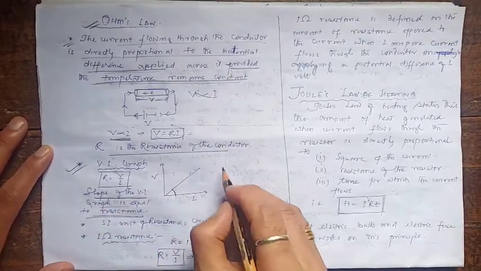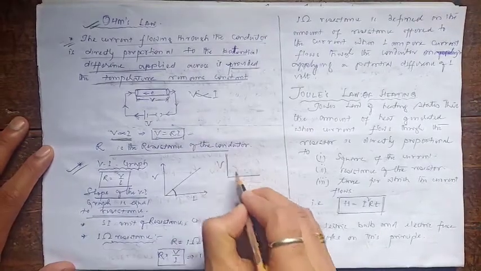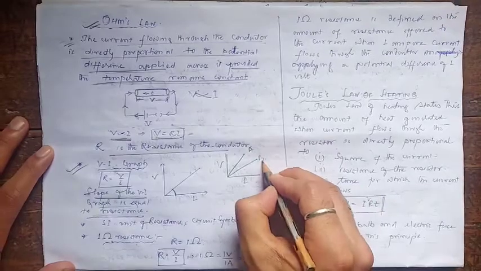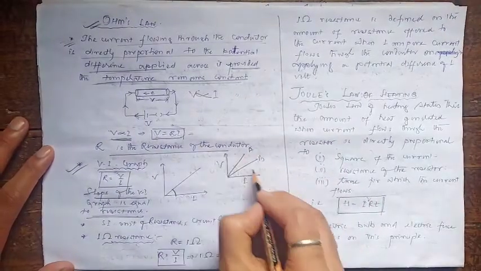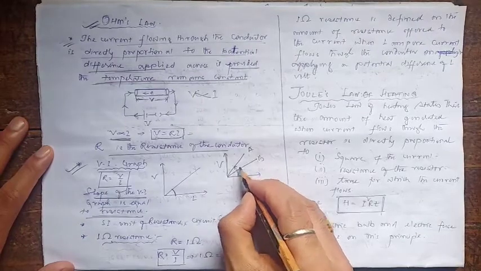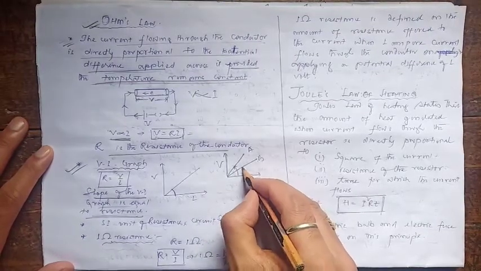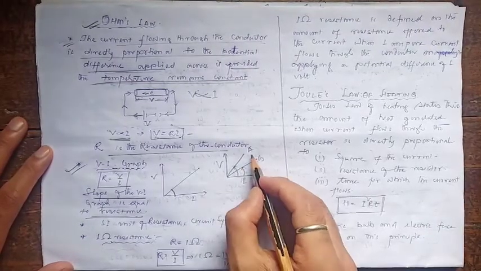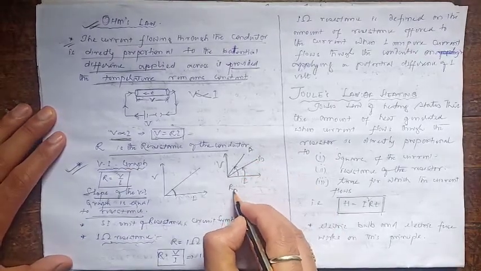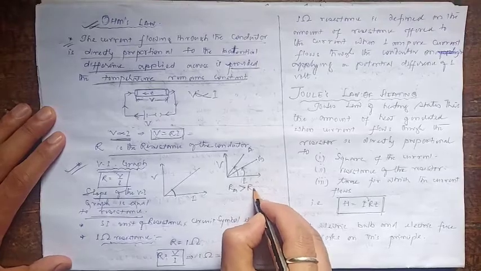Very important conclusion. Now, what is the importance of this VI graph? Let's see. Suppose I draw the two VI graphs for conductors A and B. From this graph, we can see the slope of graph A is more than the slope of graph B. So the conductor which has a higher slope will have a higher resistance. RA is greater than RB.